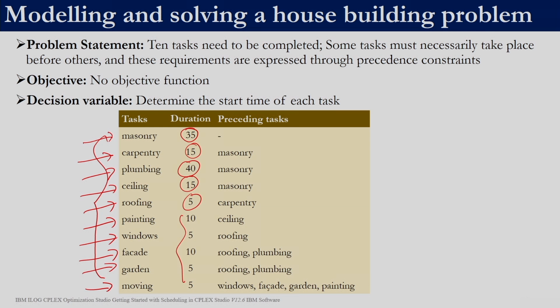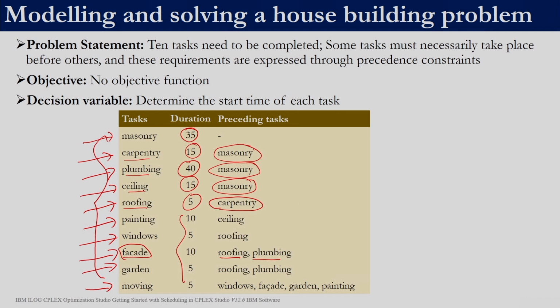And then we have these constraints: carpentry can be started only after masonry is completed. Similarly, plumbing and ceiling can be started only after masonry has been completed. Roofing can be started only after carpentry is completed. Carpentry in turn can be started only after masonry is completed. Facade can be started only after roofing and plumbing. Roofing in turn requires carpentry to be completed, and carpentry in turn requires masonry work to be completed.